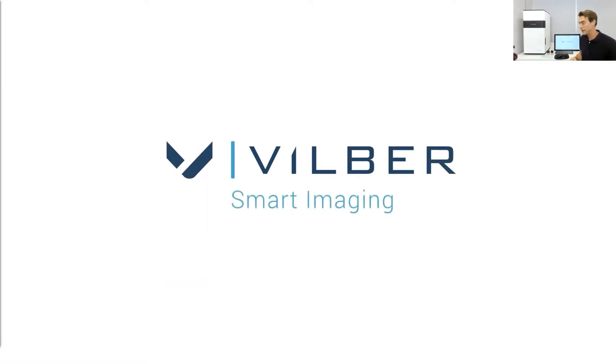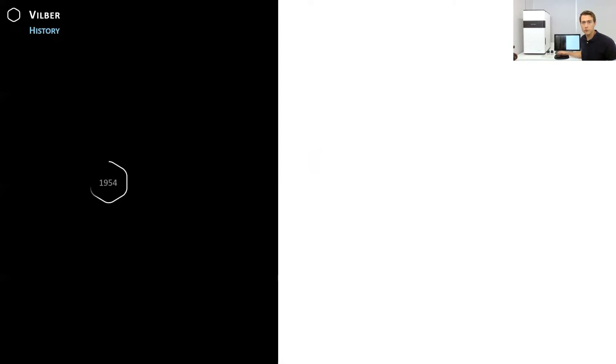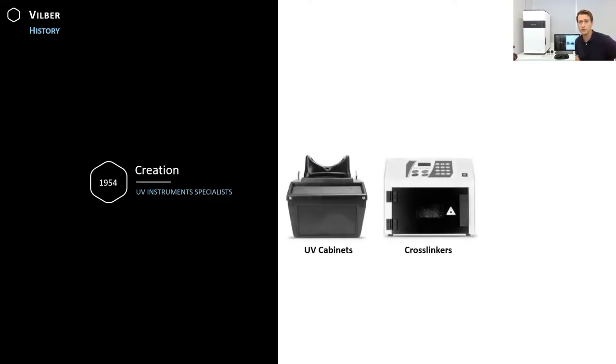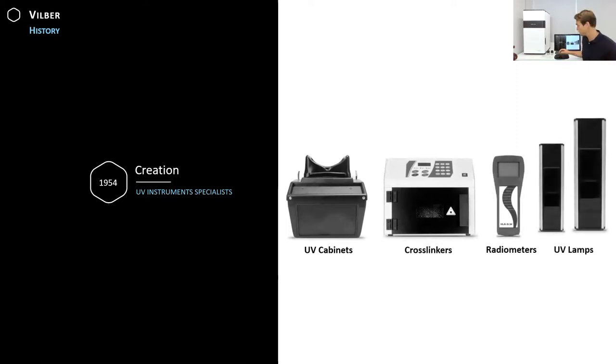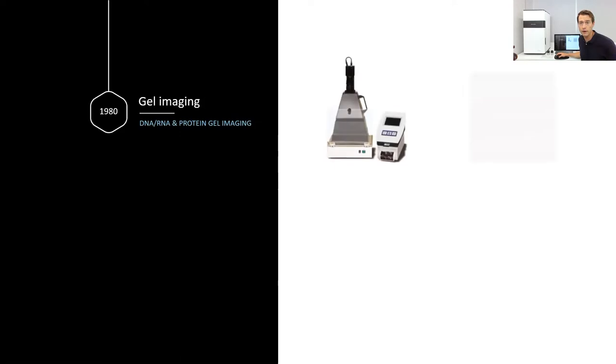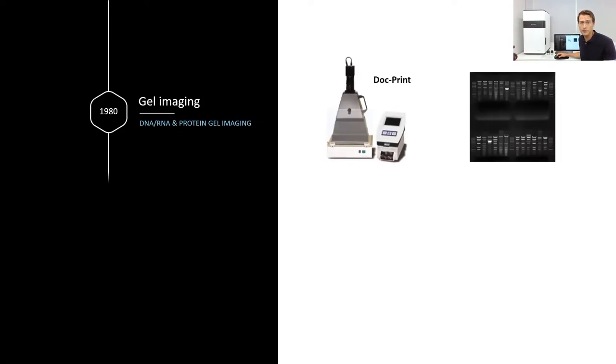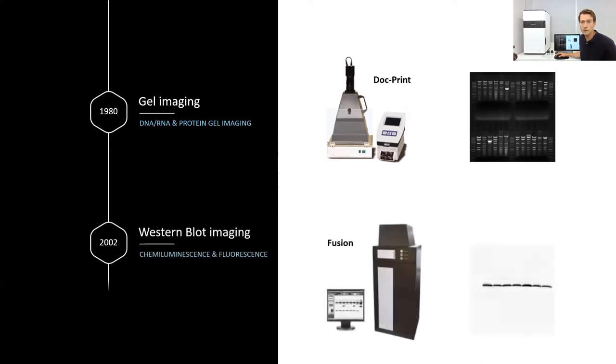Before we go through the instruments presentation, I'd like to give you some more background about Vilber and a bit of history first. Vilber was created in 1954 and started as a small startup company manufacturing UV instruments, such as UV cabinets, DNA crosslinkers, radiometers, as well as UV lamps. From the 1980s, Vilber started imaging systems with the release of gel documentation systems like the Dot Print for DNA, RNA, and protein gel imaging. And 2002 was a transitional year for Vilber, who were the first manufacturer to equip imaging systems with a fixed lens for chemiluminescence detection on Western blots, having the widest lens aperture to collect the maximum amount of light and reach unrivaled levels of sensitivity.